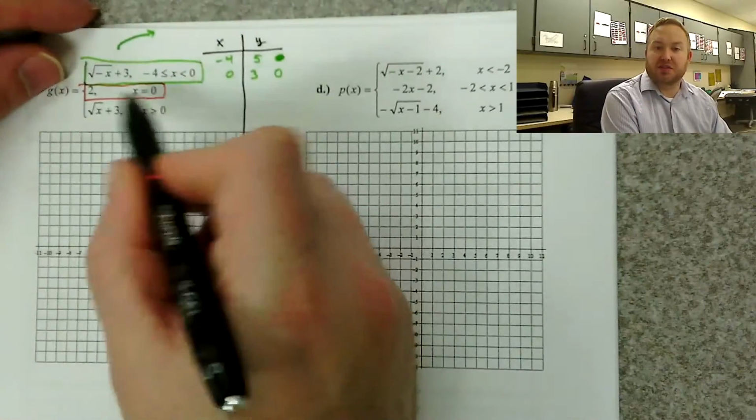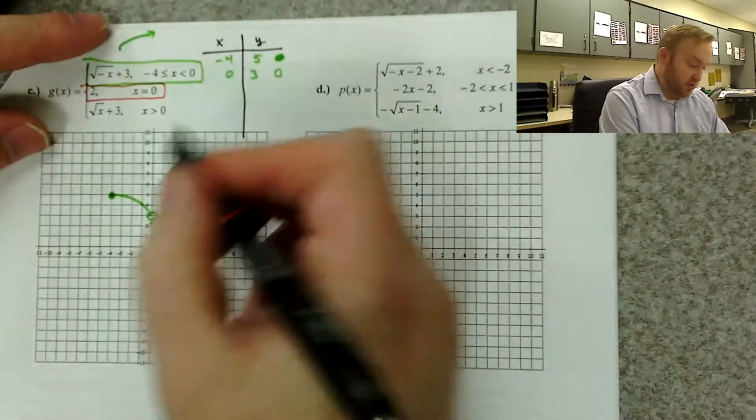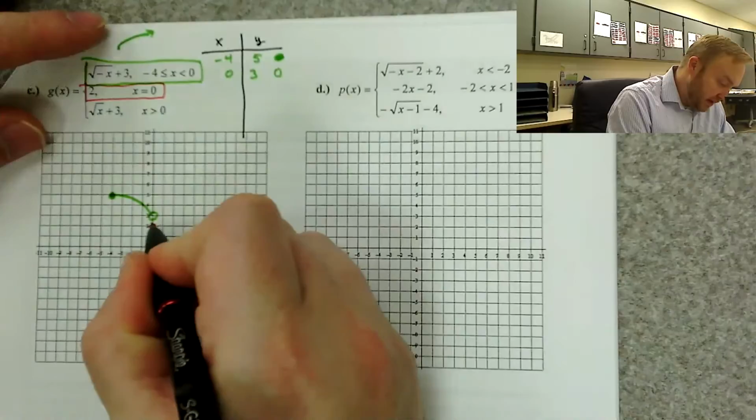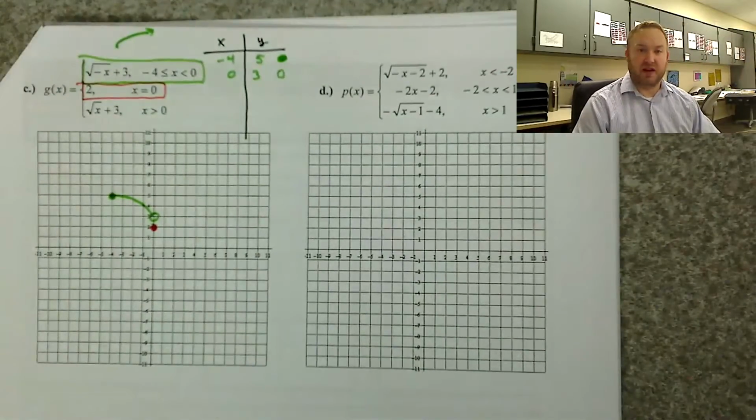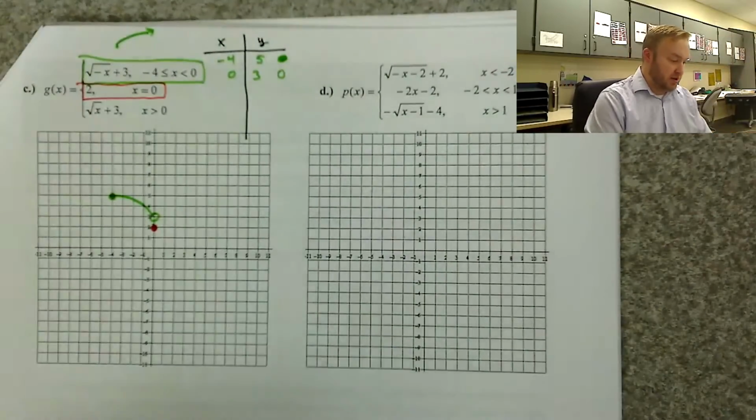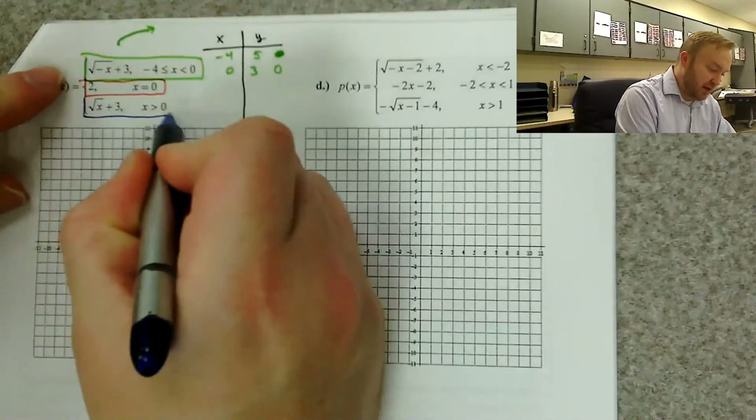When x is equal to 0, y is equal to 2. So we're going to have a point at (0, 2). Just a single point there. Done. All right, let's go to this third piece, another square root function.